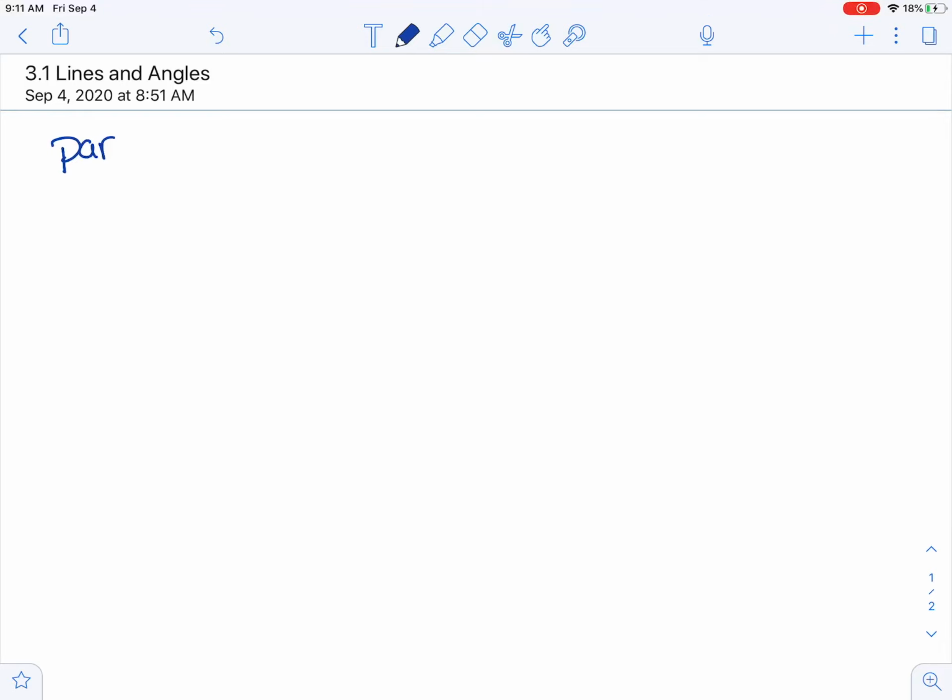The first definition is a parallel line, or parallel lines. Okay, what are parallel lines? Take a trip back to Algebra 1. Parallel lines have the same slope, so they're never going to intersect. So now we're going to put that into geometry and we're going to add a little to it. They're going to be in the same plane and never intersect.